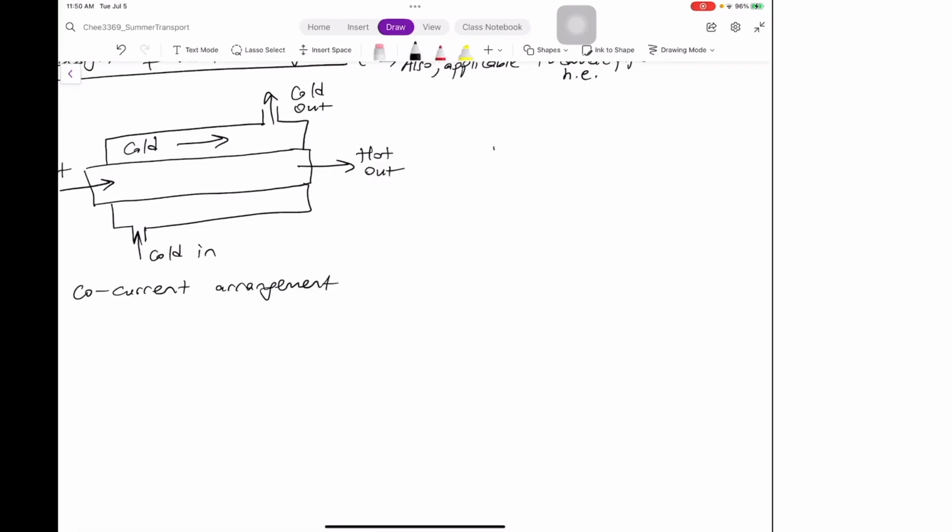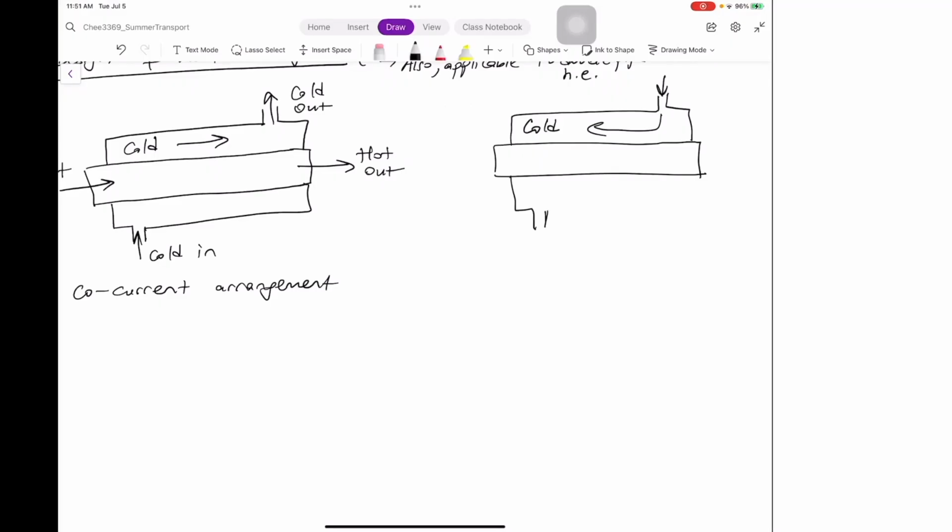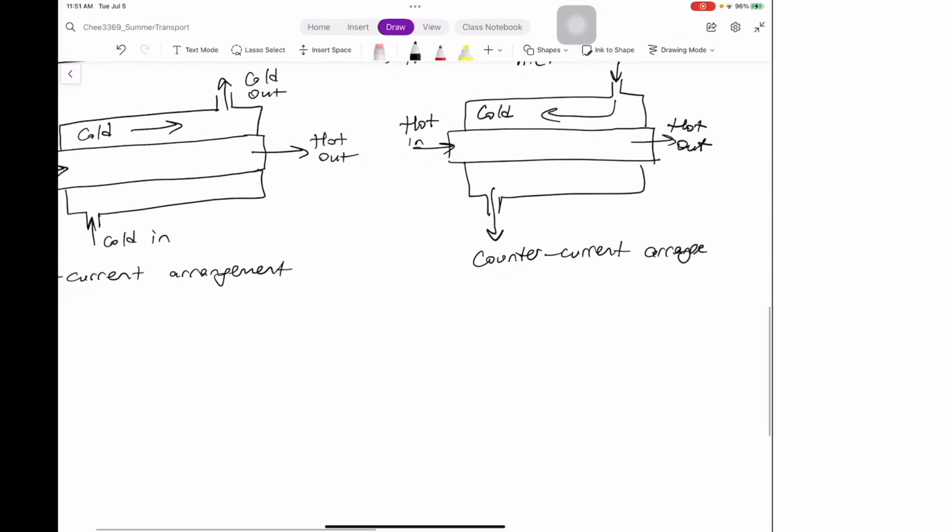And you can also alternatively have the same setup, but you can send in the cold from here instead of the other way around. But not changing the hot, for example. This is called counter current arrangement. Okay.